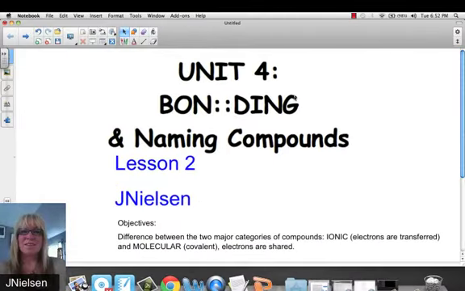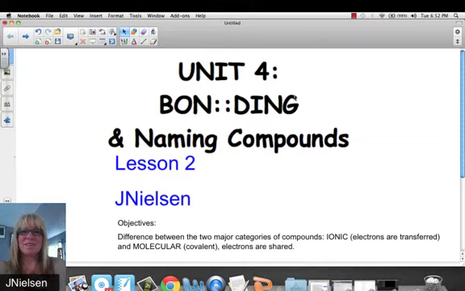Okay, this is bonding, lesson 2, and tonight we're going to talk about the difference between the two major categories of compounds: ionic compounds, in which electrons are transferred, and molecular compounds, in which electrons are shared.